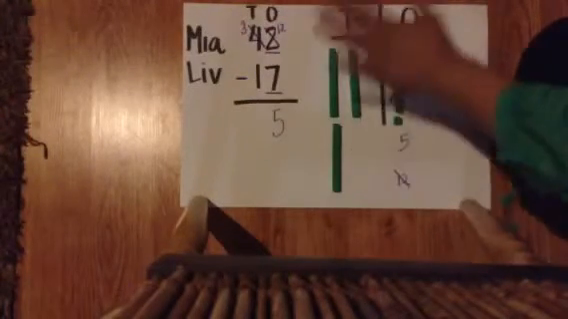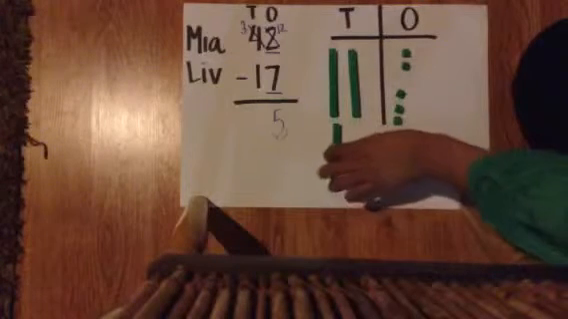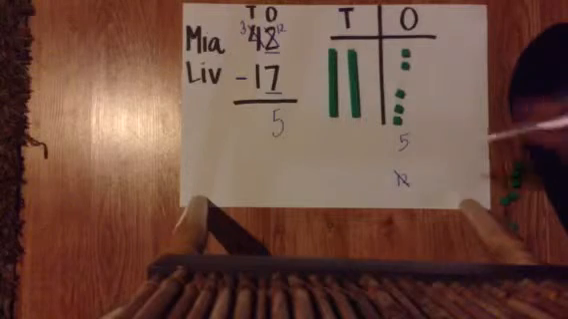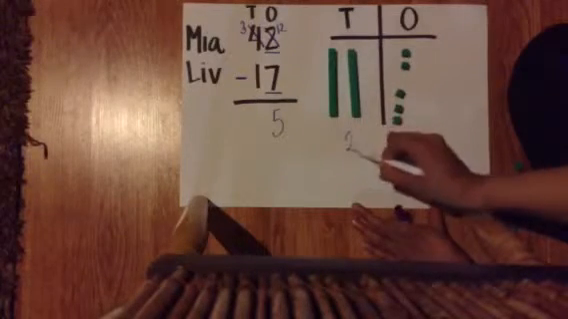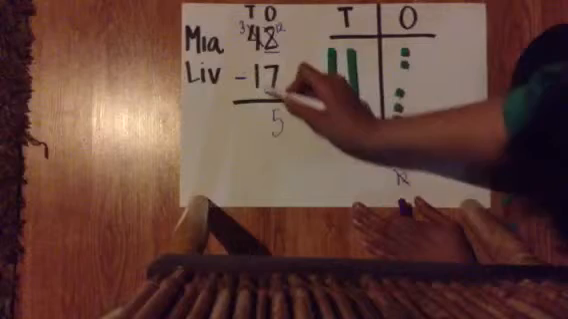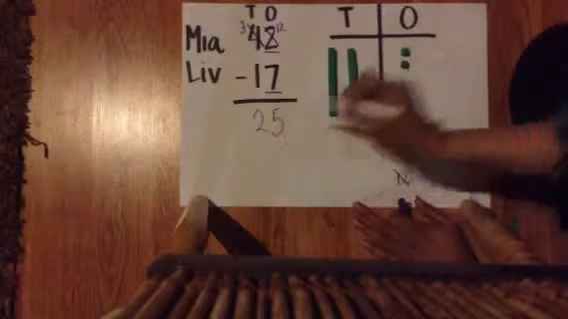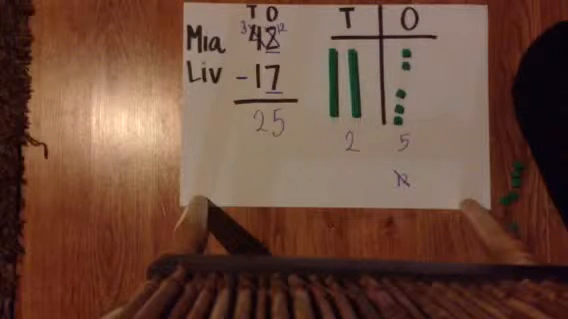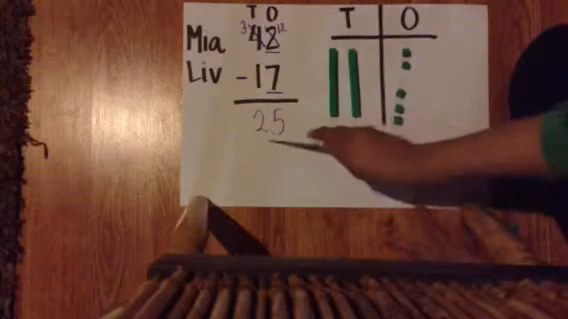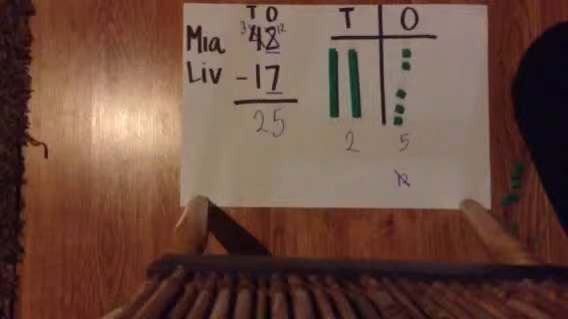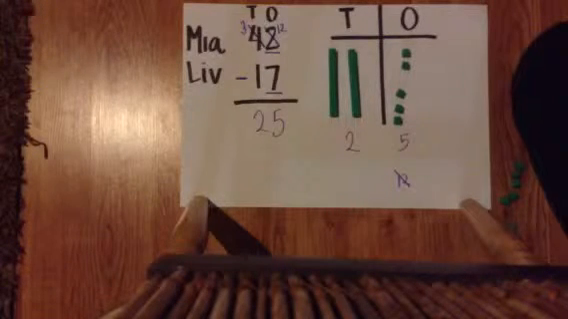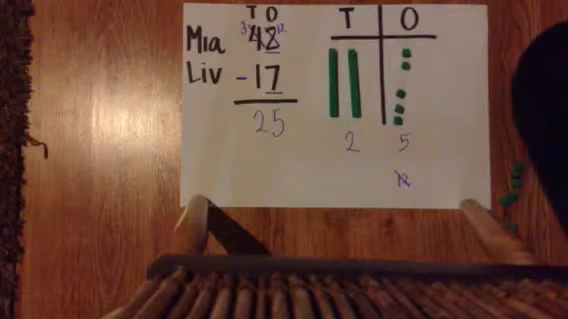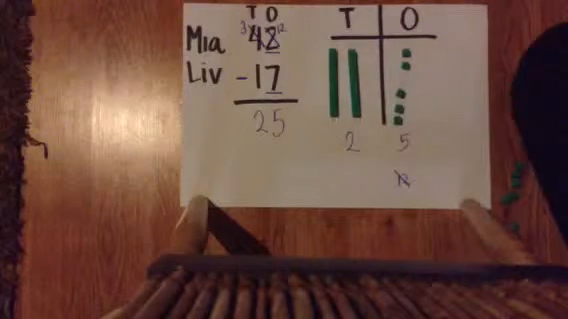So I'm going to go to my place value chart and take 1 away from my tens place. How many tens do I have now? 2. 3 minus 1 is 2. Our answer is 25. So to answer our problem, how many cookies does Mia have now? Mia has 25 cookies left.